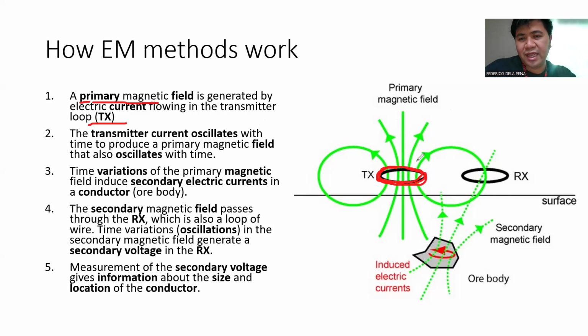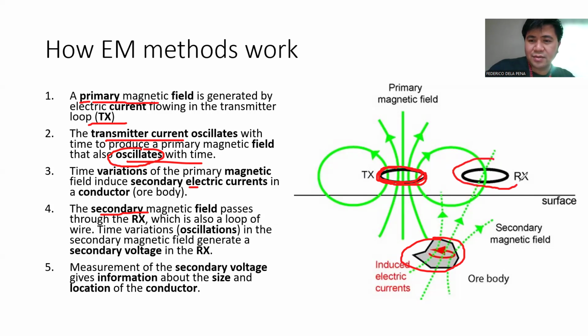This will generate a magnetic field, but it's a pulsating magnetic field. Usually it's either a flipping magnetic field or an on and off magnetic field. The general term for that is oscillation. So as long as it's not constant, it's oscillating. So this will induce currents in your conductive body. And since the induced currents are also oscillating, they will also generate a secondary magnetic field, which would be read by the receiver.